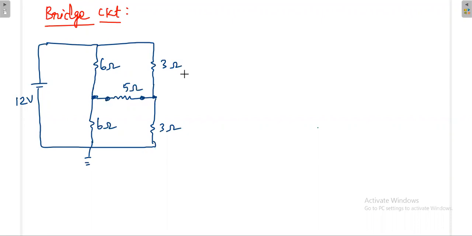You can go by any method. Finally, I need the current across 5 ohm and the voltage across 5 ohm. I need this only. Can anybody tell what this value is just by observation? A very simple idea to do this is to apply the Thevenin theorem.